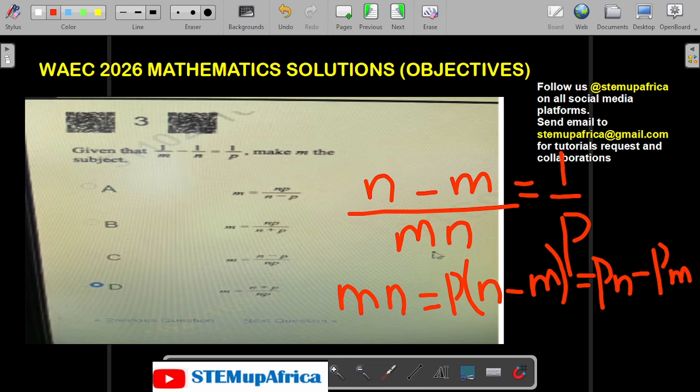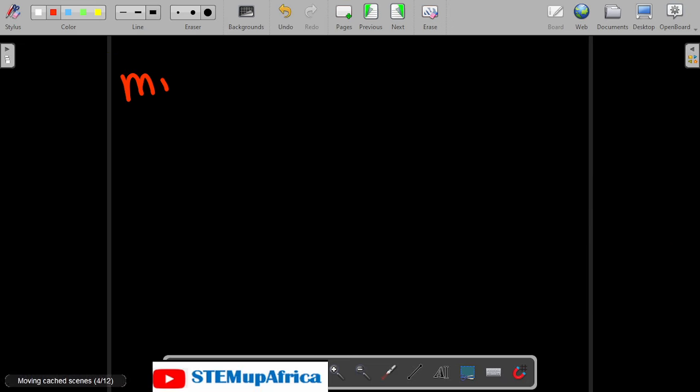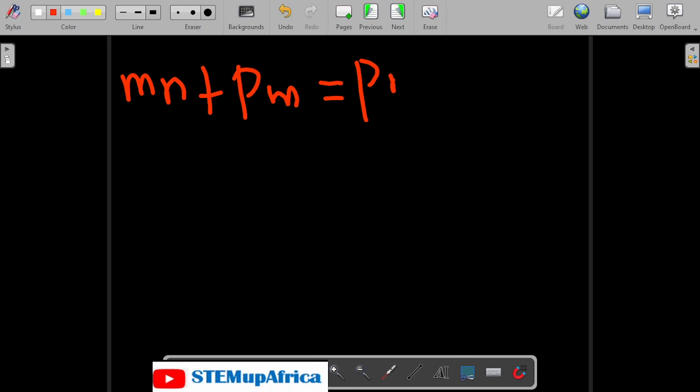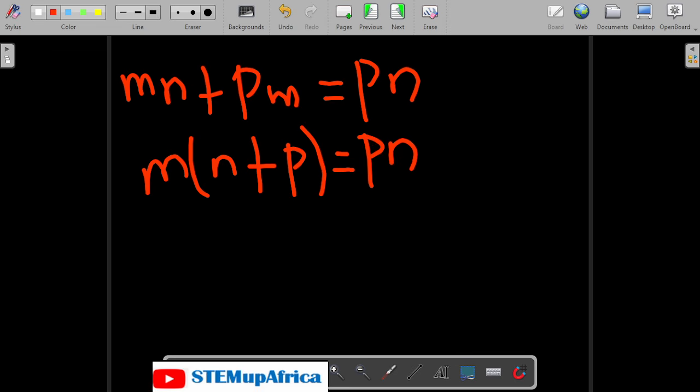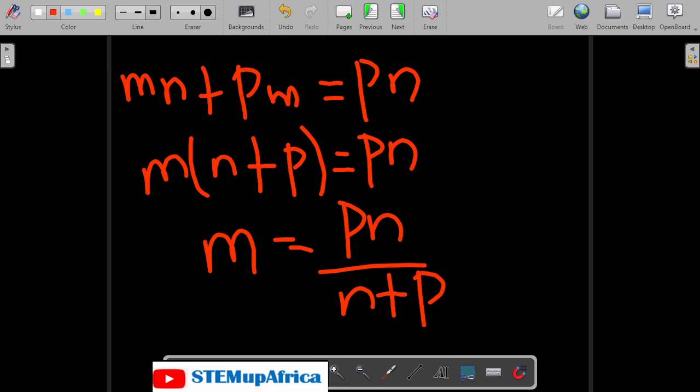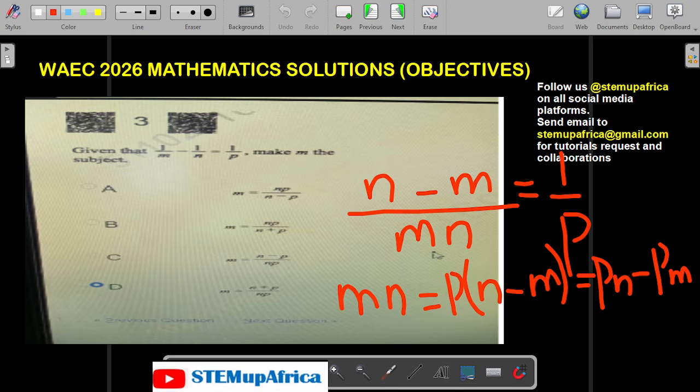So from here I collect like terms by inviting pm to meet mn. So I'm having mn plus pm equals pn. So m is common, here becomes m times n plus p equals pn. So my m now is simply pn over n plus p. Let's check. We have pn over n plus p, which is option B. Let's go to number 4.